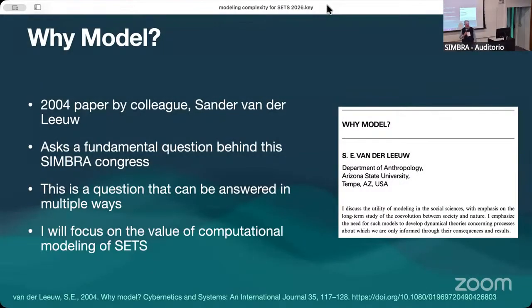About 20 years ago, some colleagues of mine, Sander van der Leeuw, did a paper that had the title "Why Model?" And I think that's a fundamental question for this symposium here today: why are we modeling? It's a question you can answer in a bunch of different ways, but I'm going to focus especially on my research, which is the value of computational modeling for socio-ecological technological systems.